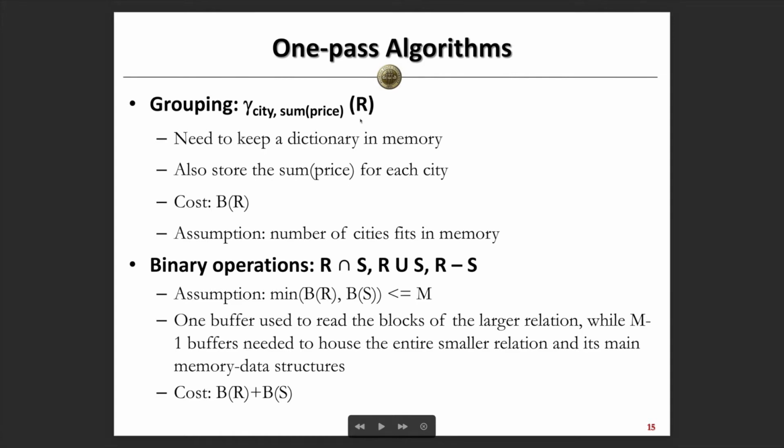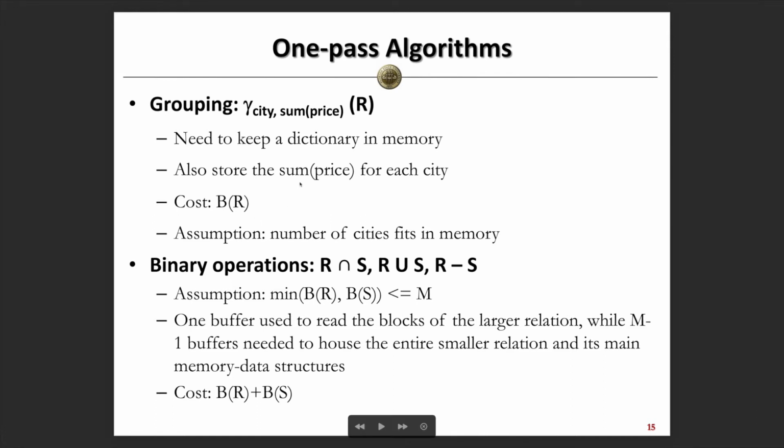To implement this operator with algorithms, we need to keep a dictionary in memory. This dictionary keeps a record for each city of the sum of price of the tuples inside the relation. In other words, the key of the dictionary is the city, and the value is the sum of price of houses in the relation R for each city. So we need to store both the city and the sum of price for each city in memory.